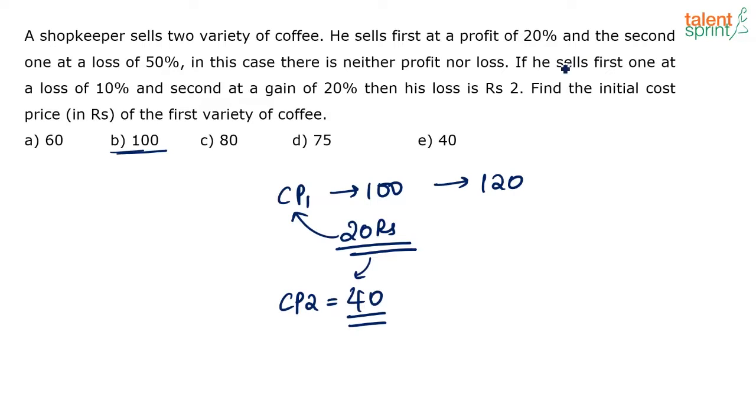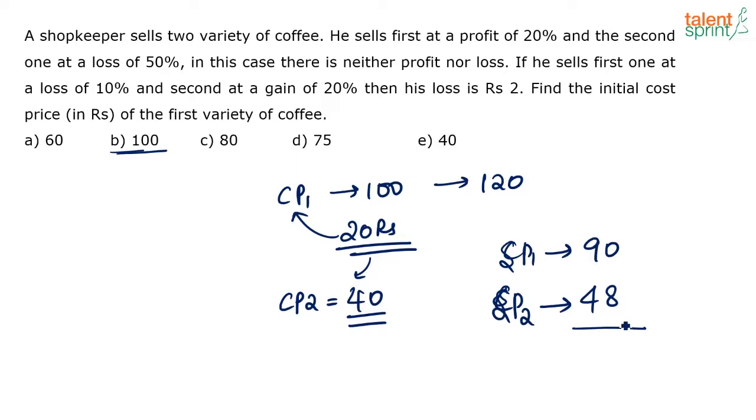Now what is he saying? If he sells the first one at a loss of 10%, that means now he is selling the first one at 90 rupees and the second one at a gain of 20%. So the selling price of the second one at a gain, that is in 40, 10% is 4, so 20% is 8. So he is selling this for 48 rupees, and then they are saying that his net loss is going to be 2 rupees, correct?